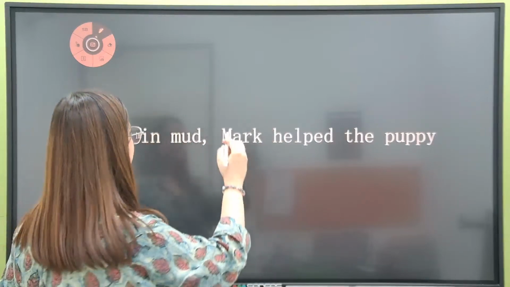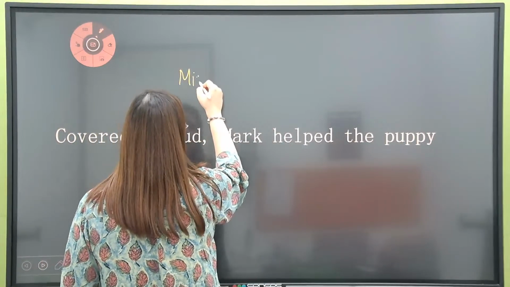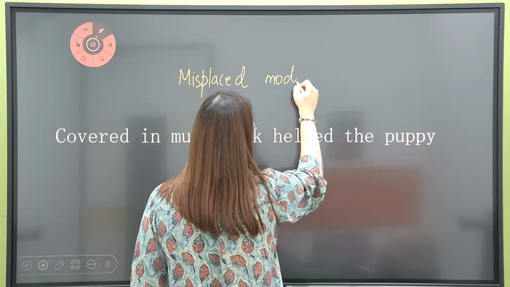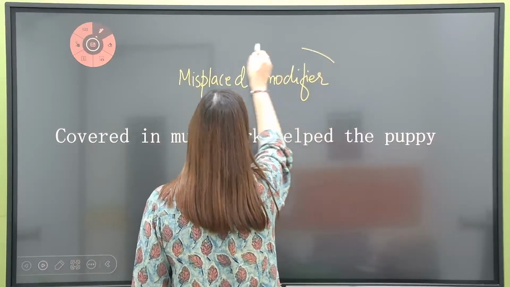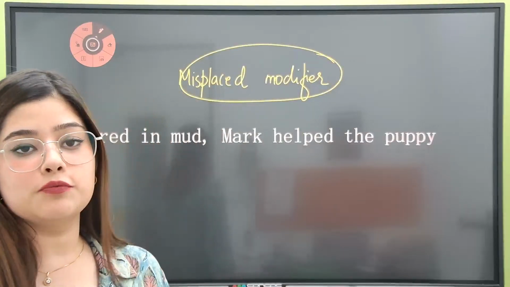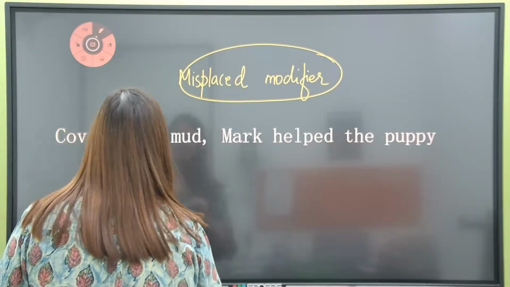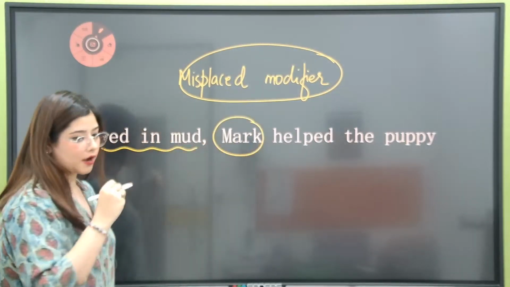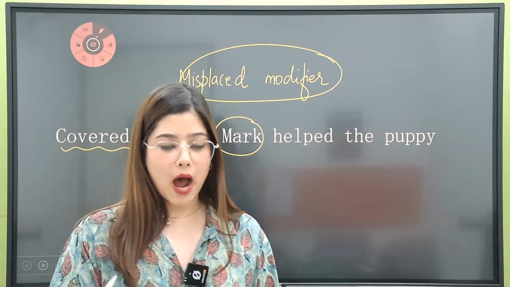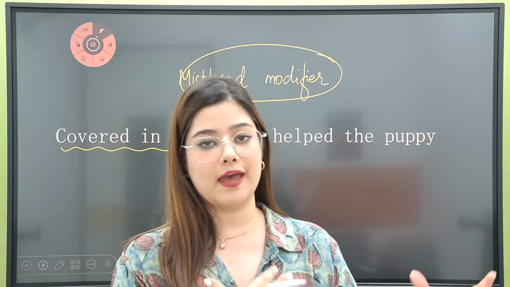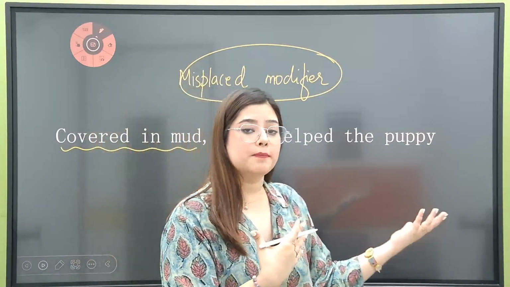This is a misplaced modifier error. Covered in mud is followed by Mark. So was Mark covered in mud? Obviously not. The puppy was covered in mud, and so Mark helped the puppy.